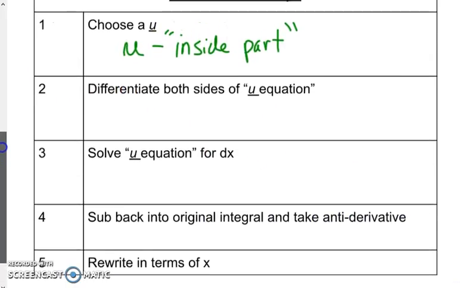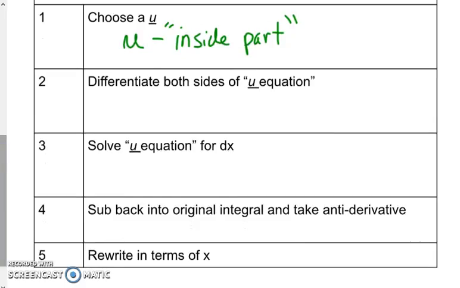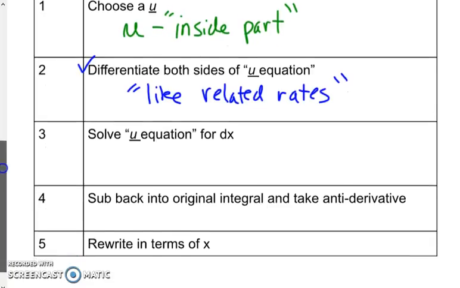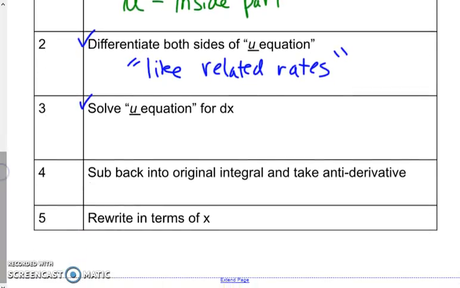Looking back at our steps, a couple of other pieces of advice. When you differentiate both sides of the u equation, think about it like how we did derivatives when we did related rates, where if you take the derivative of an r term, you add a dr. Take the derivative of an x term, you add a dx. Rearranging it should be not too bad.